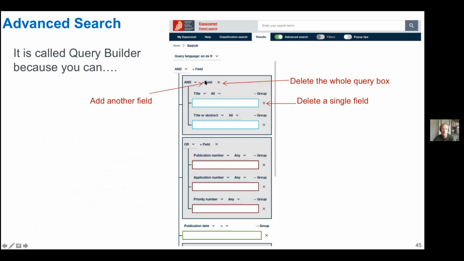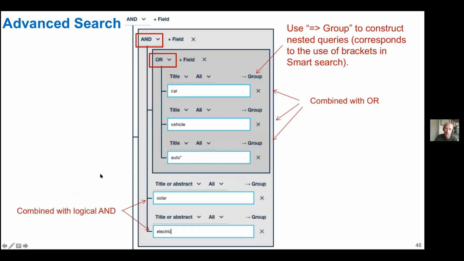You can add fields, you can delete fields. And you can even nest the queries. So if you deal with several AND or OR queries, you can create a kind of hierarchy in this query. This can be a bit more complicated, and it's usually only the case when you're using very complex queries, which involve lots of keywords, different concepts, and different classifications of different concepts. Then you would use this kind of query builder. Usually, you're quite fine without nested queries.